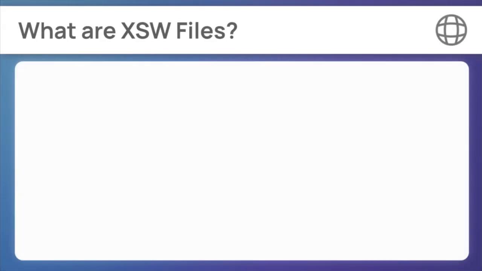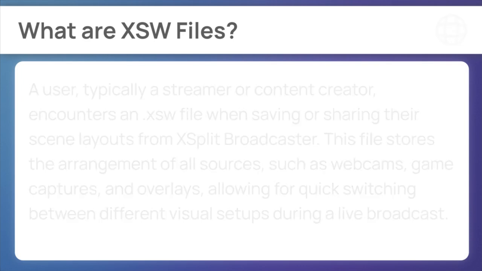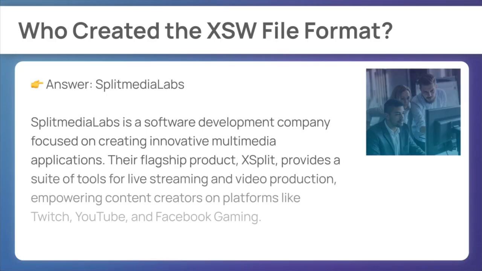A user, typically a streamer or content creator, encounters an XSW file when saving or sharing their scene layouts from XSplit Broadcaster. This file stores the arrangement of all sources, such as webcams, game captures, and overlays, allowing for quick switching between different visual setups during a live broadcast.